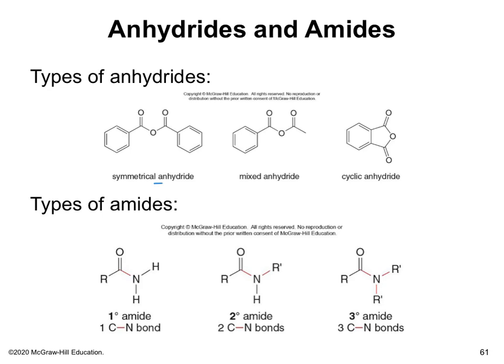So we have, these are anhydrides. You don't have to name them, but you do need to be able to recognize their functional groups. This is an amide, and it's a primary amide because the nitrogen has 1 carbon bond. This has 2 carbon bonds on this nitrogen, so it's a secondary amide. If the nitrogen is bonded to 3 carbons, it's a tertiary amide.